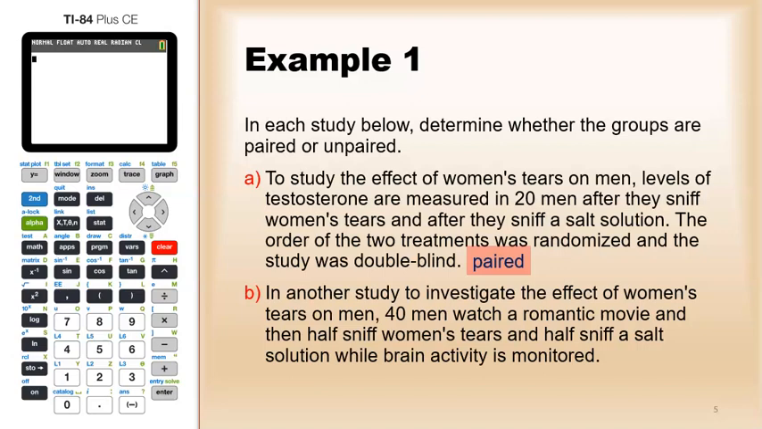in this case, to investigate the effect of women's tears on men, 40 men watch a romantic movie and then half sniff women's tears and half sniff a salt solution while their brain activity is monitored. Well, essentially you have 20 men doing one thing and 20 men doing the other, two separate groups. This is unpaired.